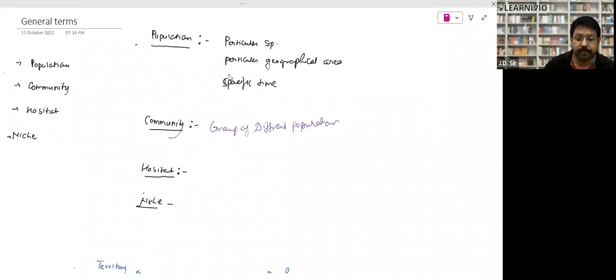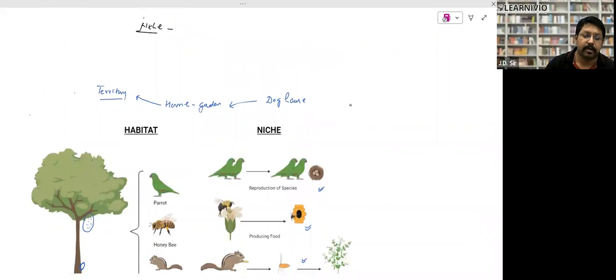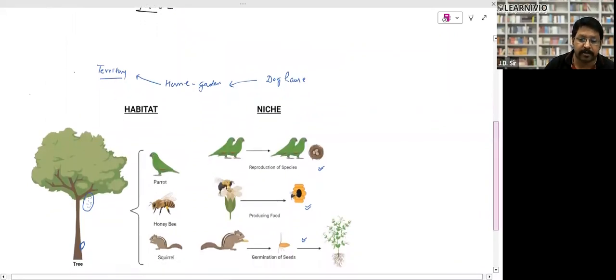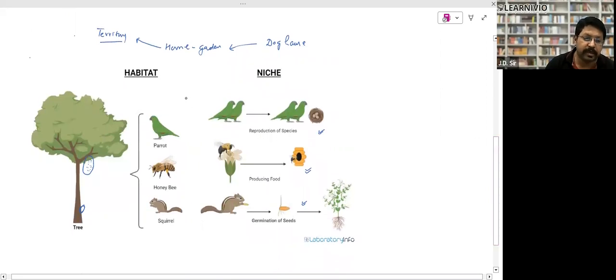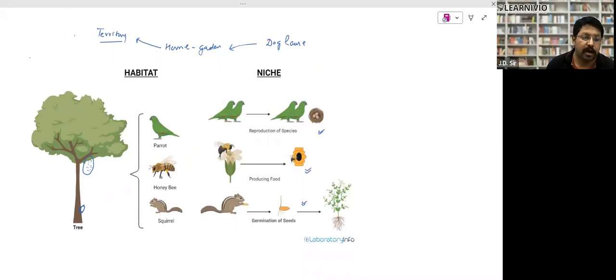What are the habitat and niche? With the help of this diagram, I have tried to tell what the habitat is. This is a tree where a parrot lives, honeybee lives, and squirrel lives. The squirrel lives in this hole, the honeybee lives in hives, and the parrot lives here. So this is the habitat. Habitat is that place where a particular organism lives, the place where you have the maximum possibility of finding that organism.